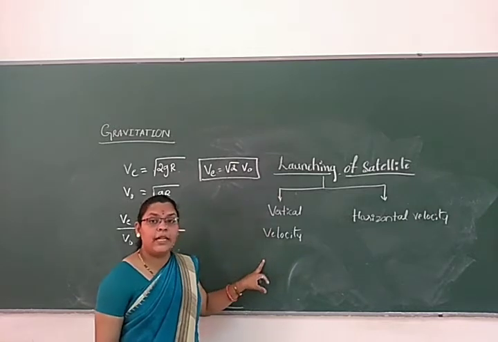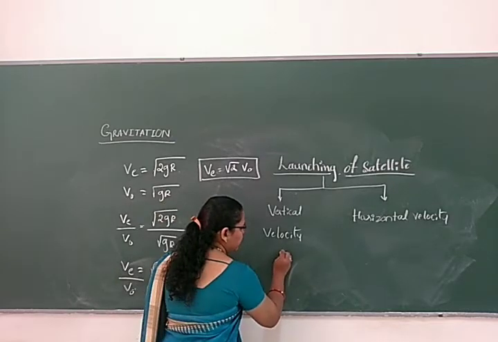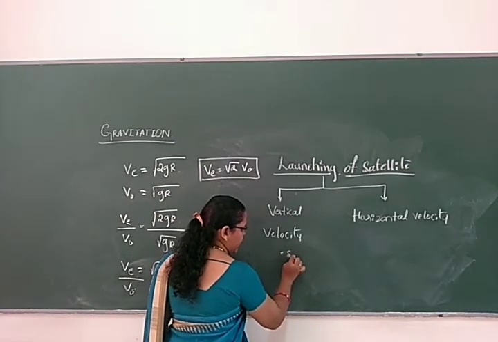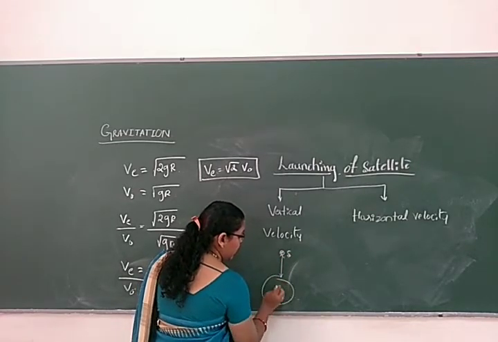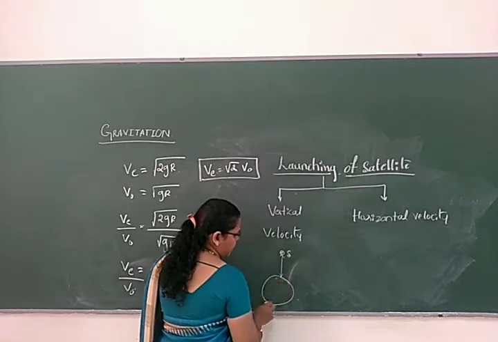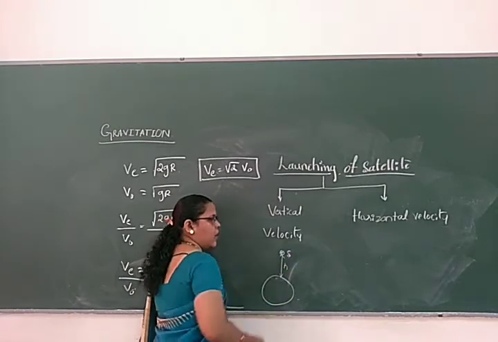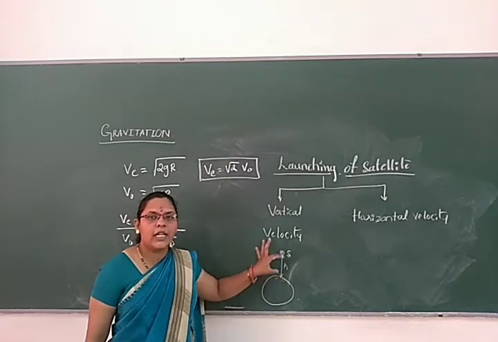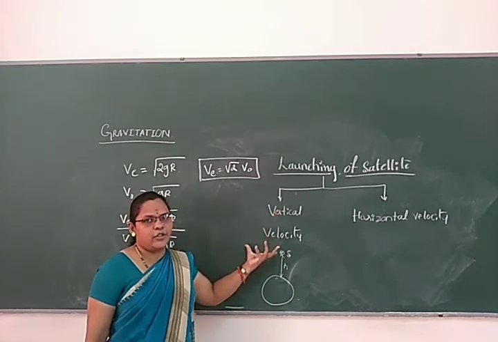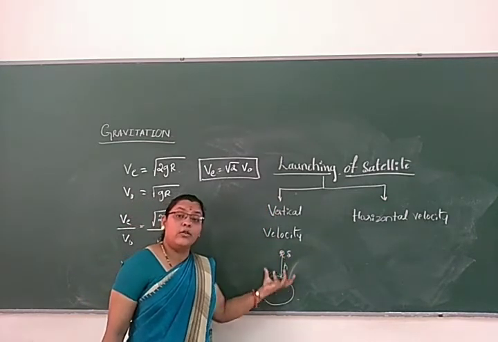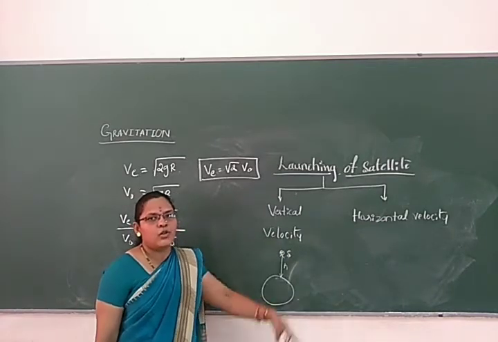Vertical velocity will bring the satellite to a certain height from the surface of the earth. Let us consider here this is the planet, and this is the satellite here. Vertical velocity will bring the satellite from the surface of the earth to the required height and get detached. It will take it to the required height to get ready for the revolution around the earth.